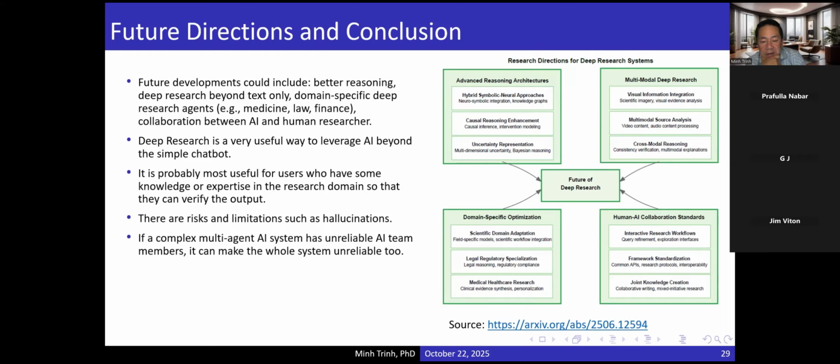Then a lot of companies now are working on domain-specific optimization. So deep research agents for specific industries, what they call verticals, right? So it could be science, biology, physics, astronomy, and so on, finance, law, and so on. A lot of startups are doing that.